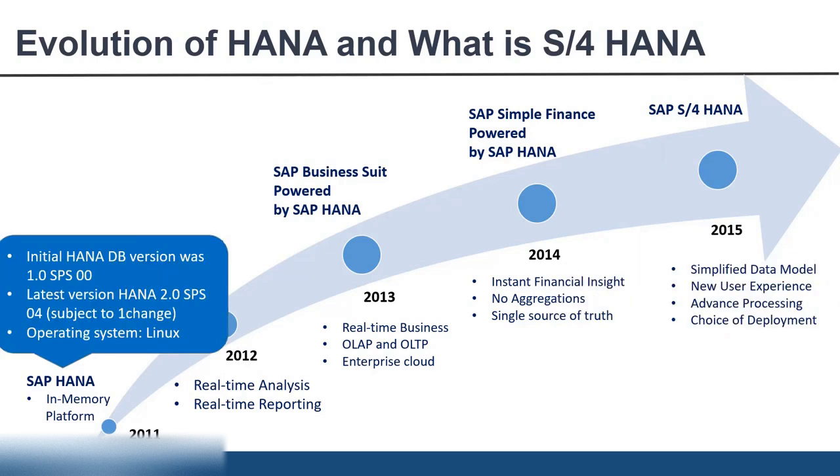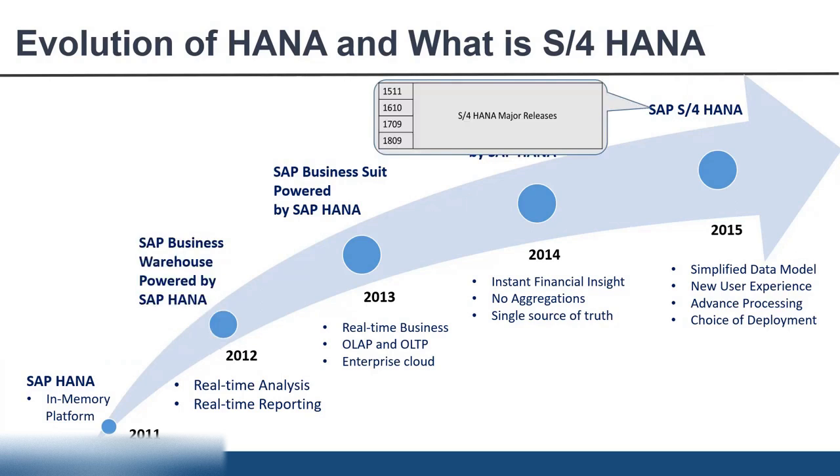for ABAPers. You can see over here different versions of HANA database. Previously, it was version 1.0 SPS 0. And then the latest version is HANA 2.0 with SPS 04. The operating system is Linux as of now.